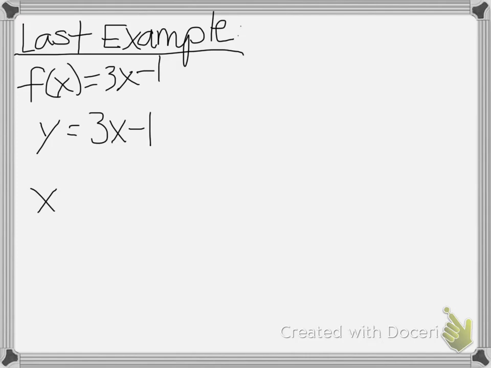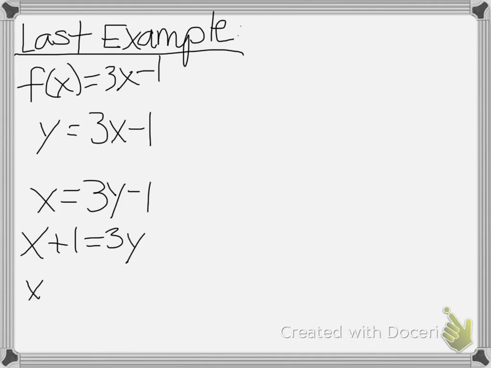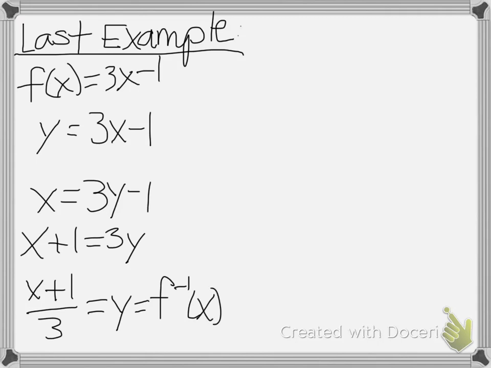So we swap the x and the y, so it's x is equal to 3y minus 1, and then we get x plus 1 is equal to 3y, and then divide by the 3, so you get x plus 1 divided by 3 is equal to y. Same thing as writing it equal to f of negative 1 of x. Alright, so now let's plug in an x value. Let's do this in a different color. Of x equal to 2.